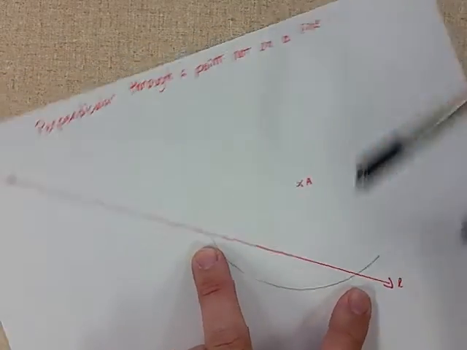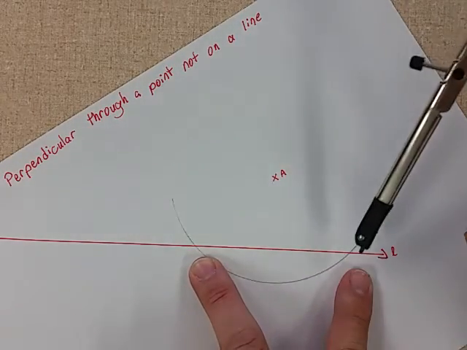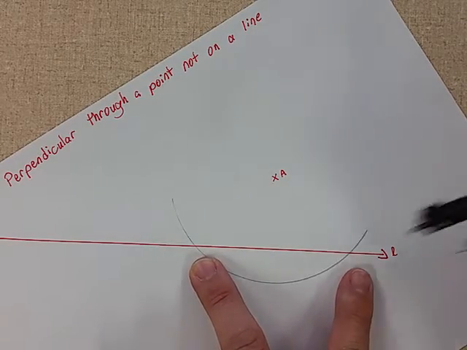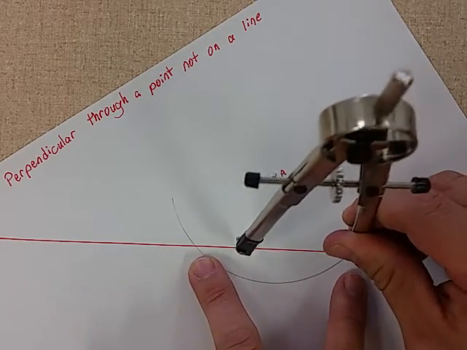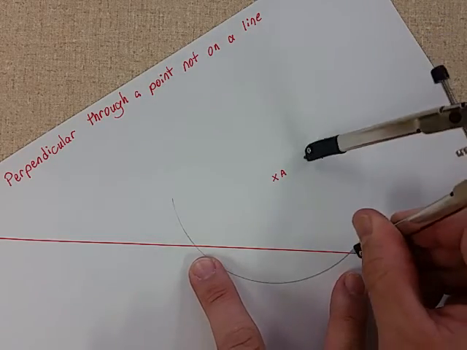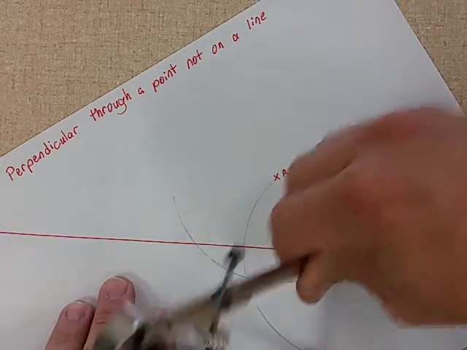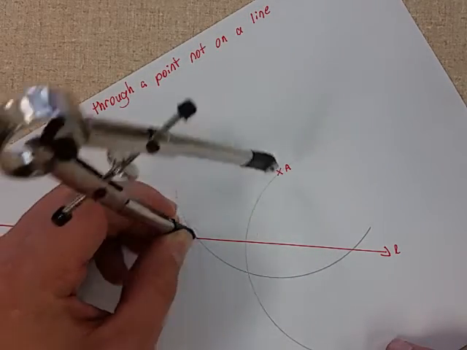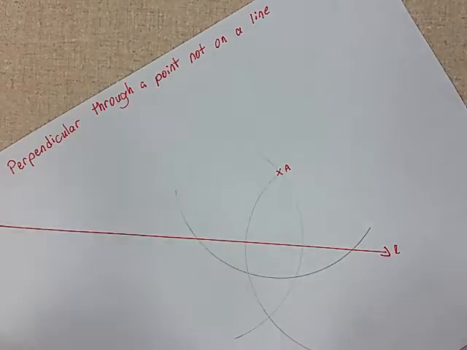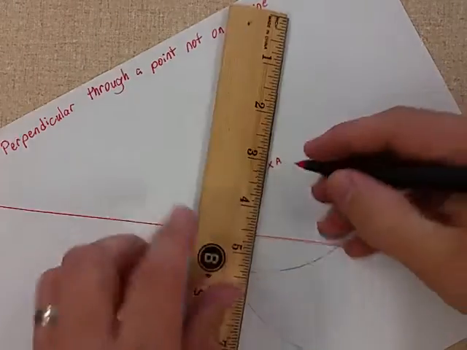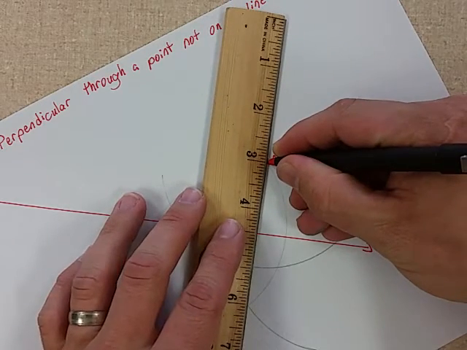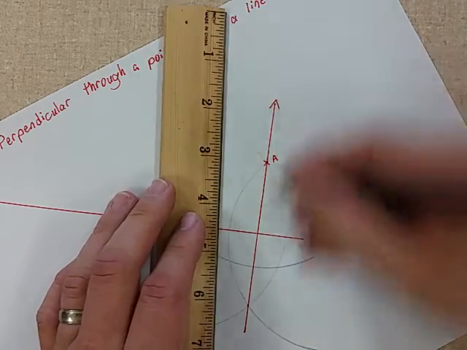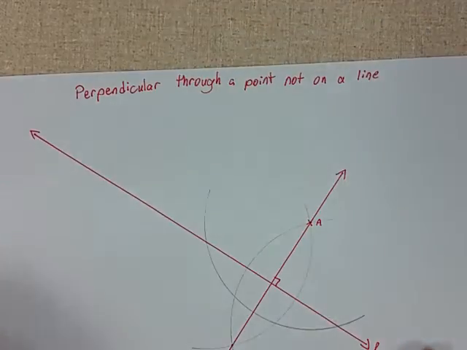Now I've made 2 endpoints. If I make the perpendicular bisector of this, it'll actually be going through point A. So I'm going to need 2 more circles. Make sure your compass is going further than halfway again. Make the first arc there. Go over to the left end point and make your second arc. With 3 circles, now I can line up my arcs with point A. And there's my perpendicular through a point not on a line.